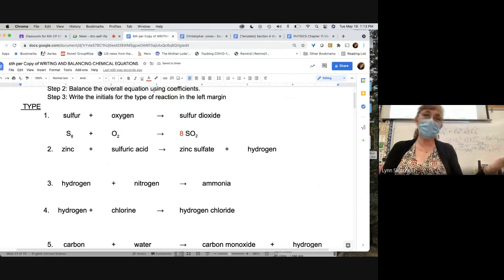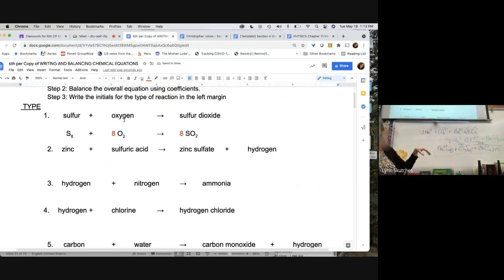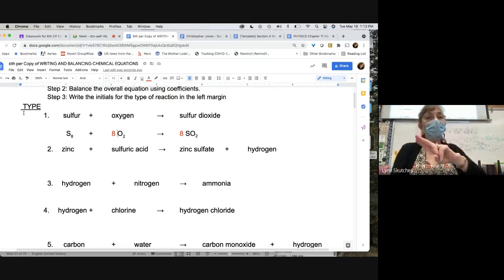Uh-oh. Now our oxygen's messed up. Is that a problem? No. It's easy to fix anyway if it is a problem. So we're going to put another 8. All right. Now we have the same number of pieces on the left as on the right. We're balanced. 2 elements making 1 compound. What kind of reaction? Combination or synthesis, okay? All right.